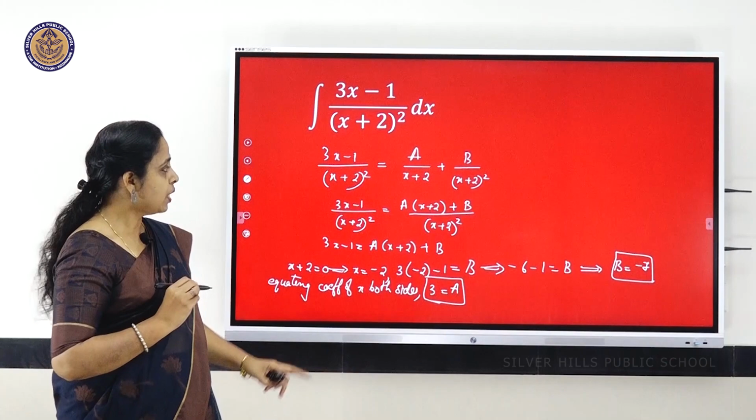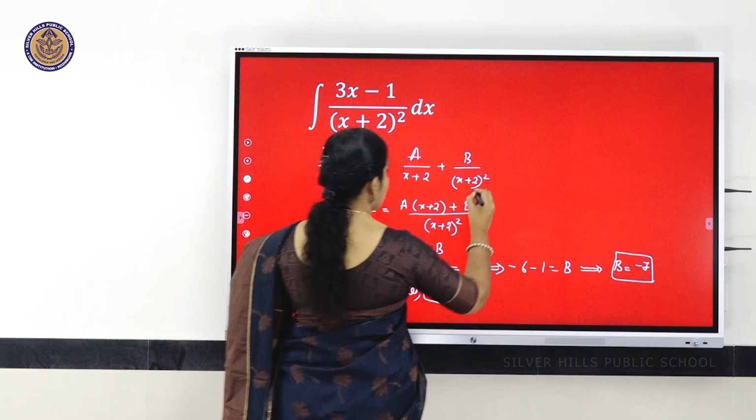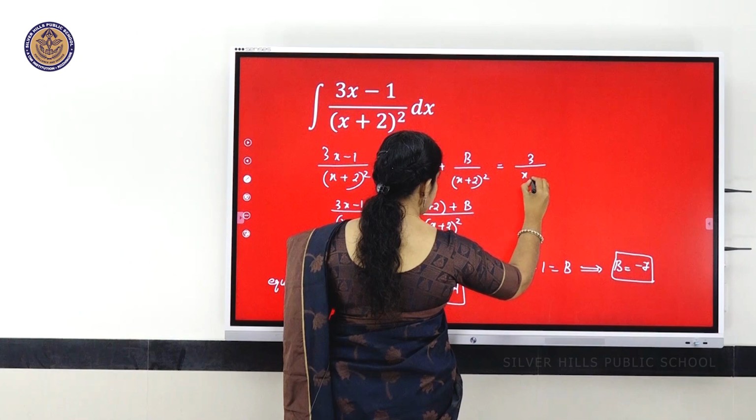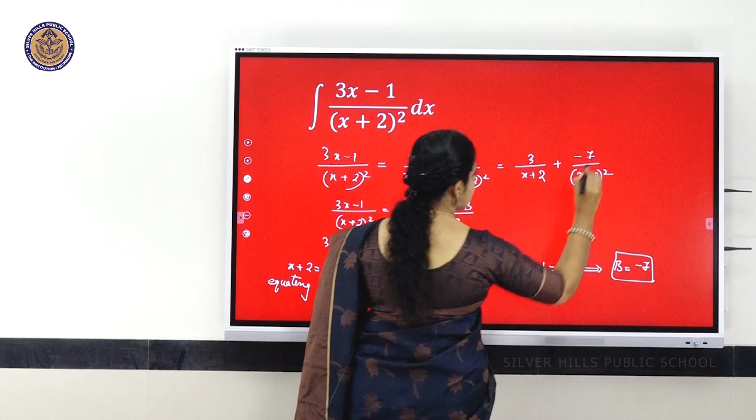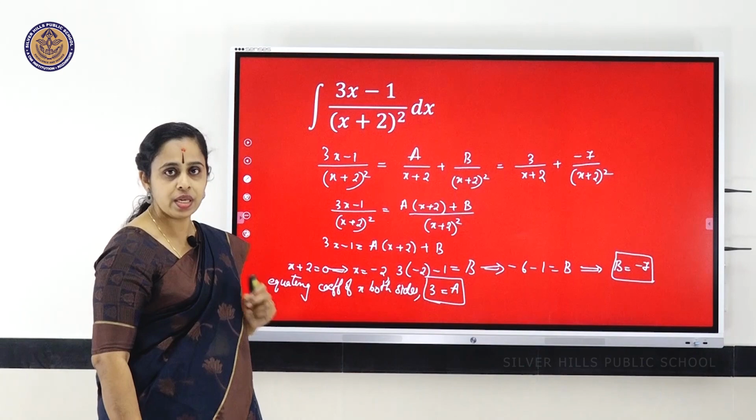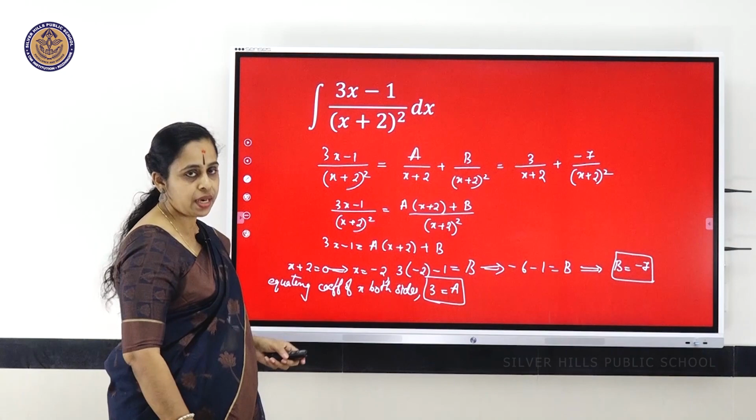Now the value of a and b we will substitute here. So, equal to 3 divided by (x plus 2), then value of b, minus 7 divided by (x plus 2) whole square. Now we will substitute in the integral and find the integral easily. Value of a is 3 and b is minus 7.